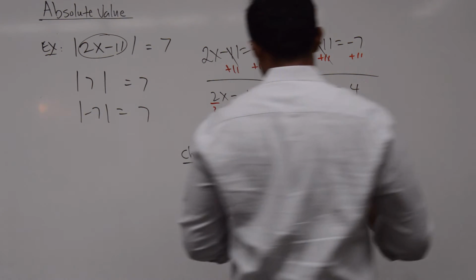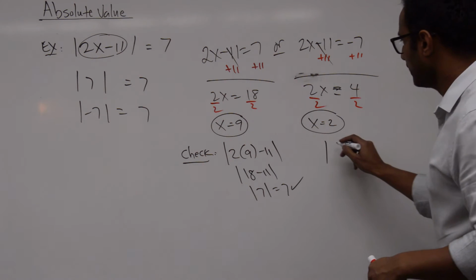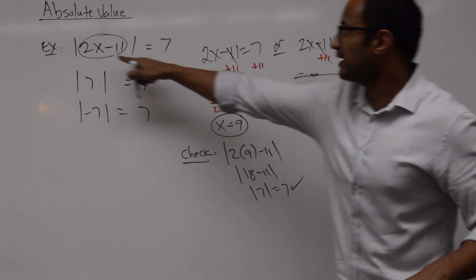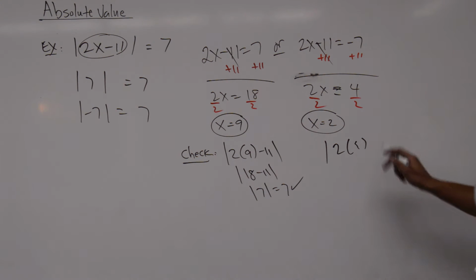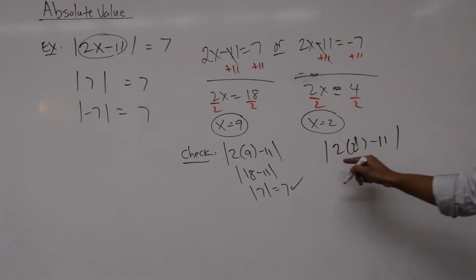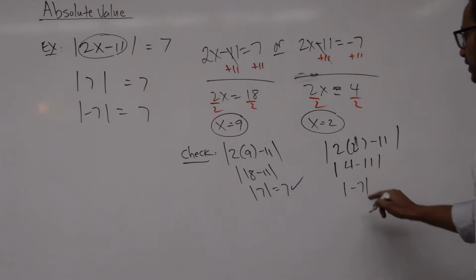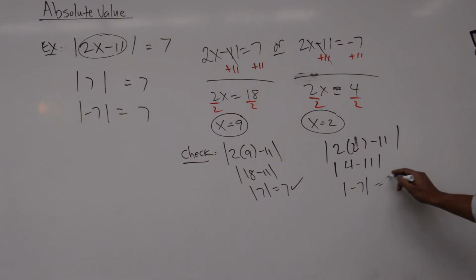What about the next one? The next value of x is 2. So if I plug that in, my equation is 2 times x. So now I'm saying x is 2. So I get 2 times 2 minus 11. 2 times 2, that's 4. And then 4 minus 11 is negative 7. The absolute value of negative 7, that's also equal to 7.